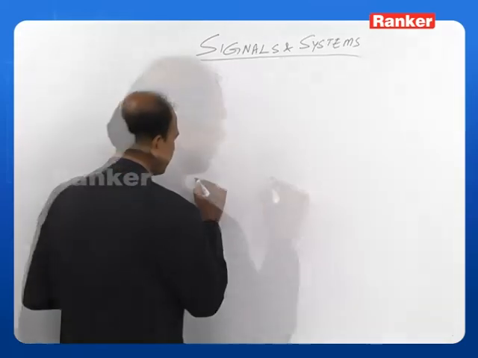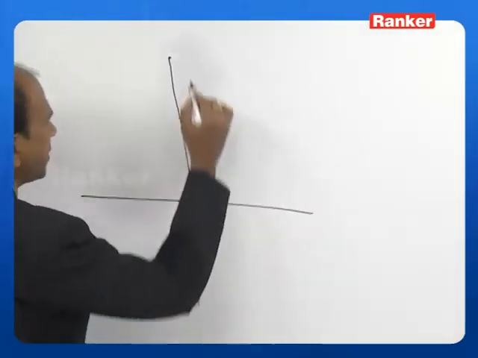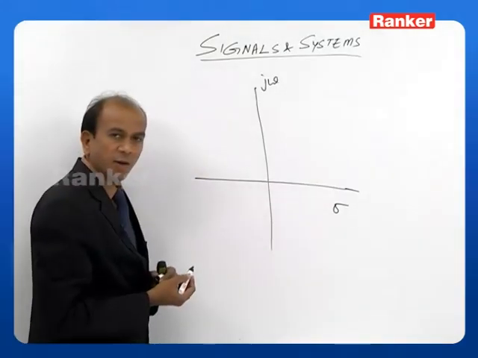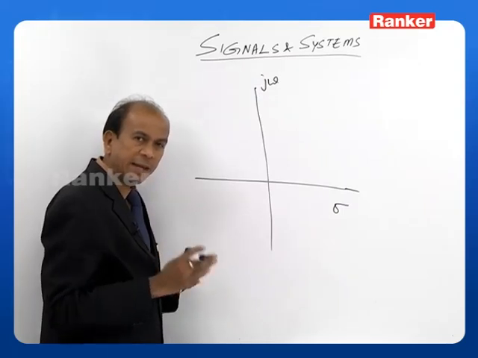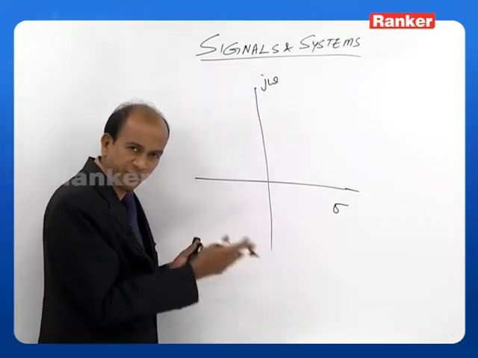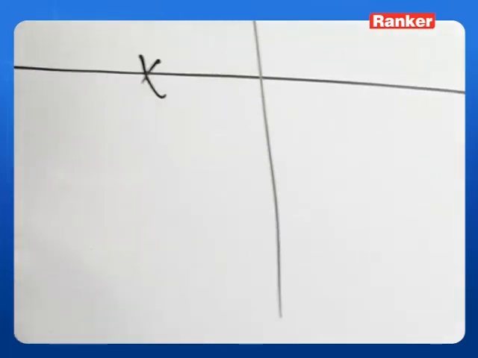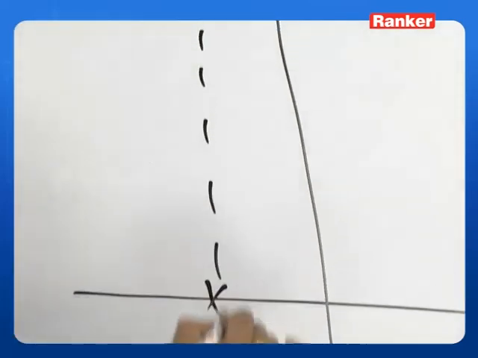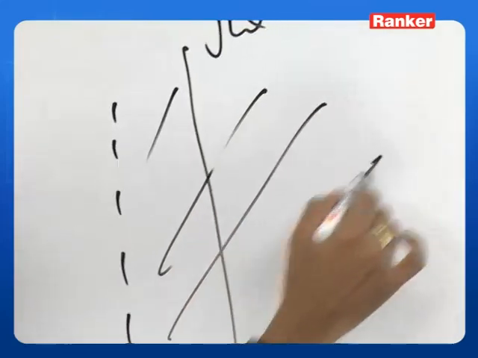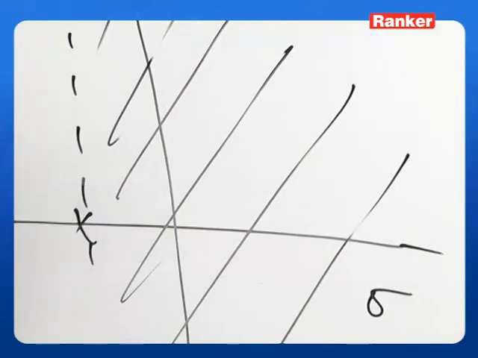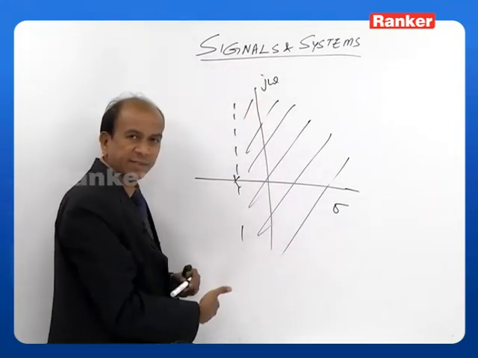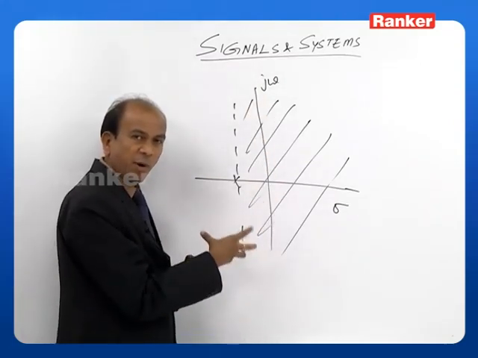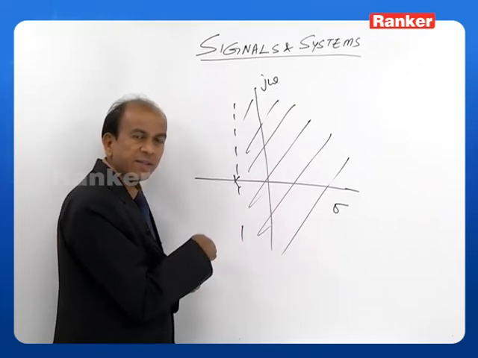Now, let us take this as my j omega axis and this as my sigma axis. For systems to be stable, the pole-zero plot must be encompassing the j omega axis. The region of convergence must contain it. For example, we have a pole here, and this is my region of convergence. In this region of convergence, you see the j omega axis existing. So, when this type of plot is given, the system is stable.